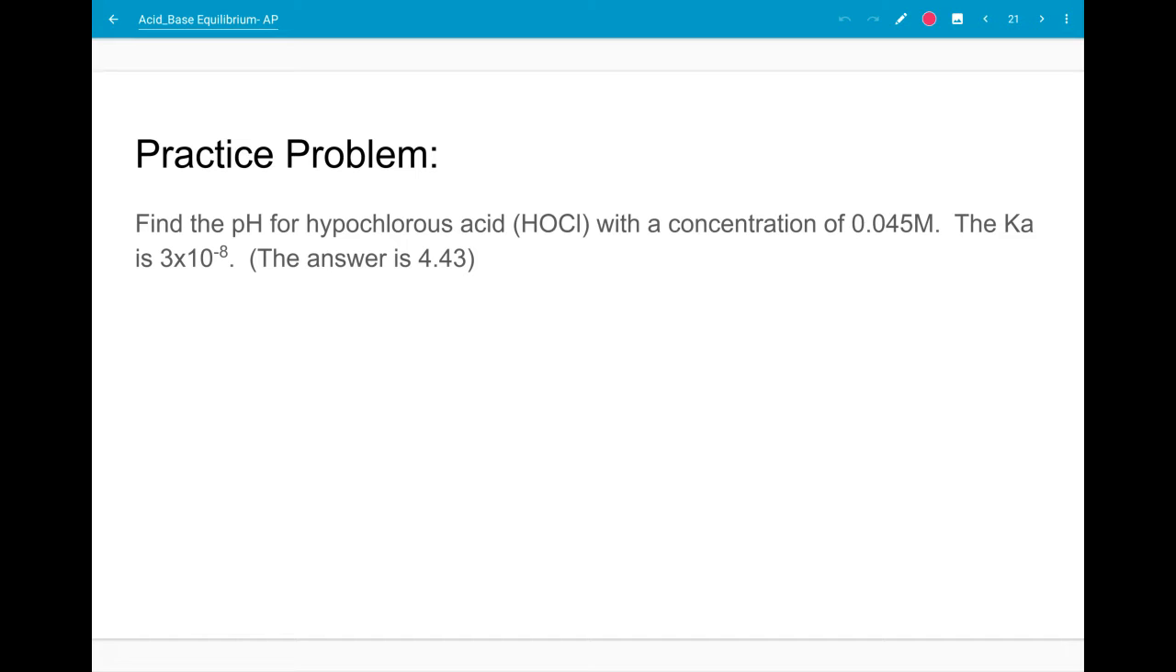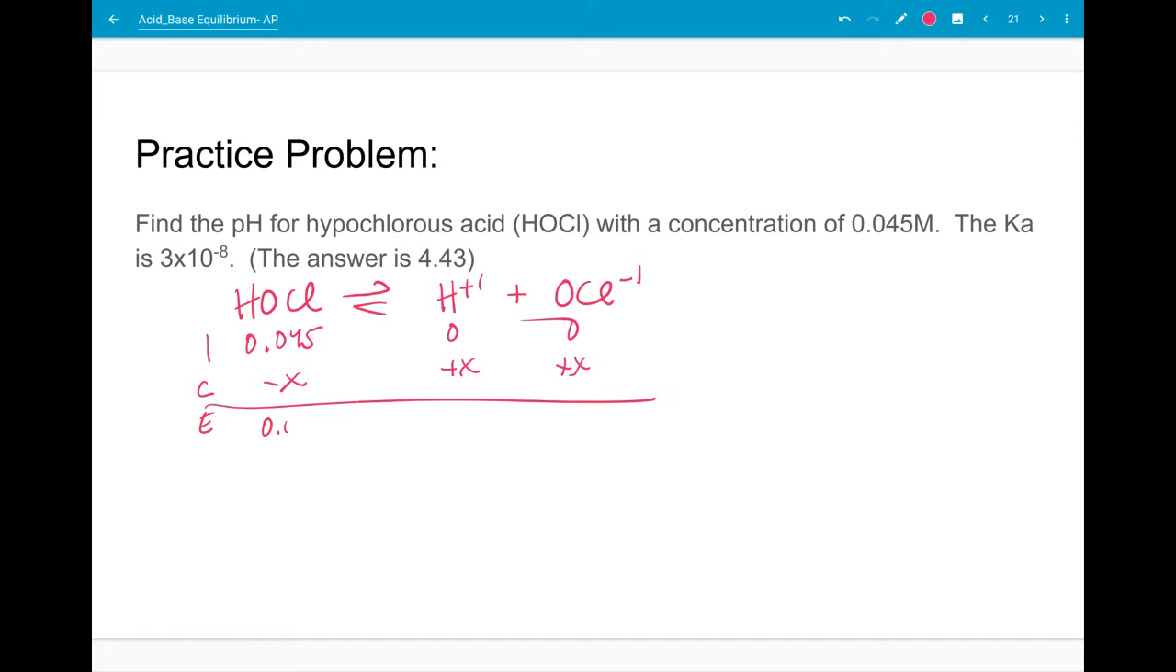I have this practice problem for you to try. Here we have HOCl, and you need to practice making sure you can write that equilibrium reaction. We have 0.045 molar initially. We're going to set up our ICE. We're going to lose x, gain x, 0.045 minus x, x. Write your Ka statement. And then you plug in your values.